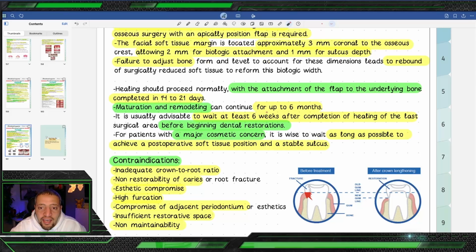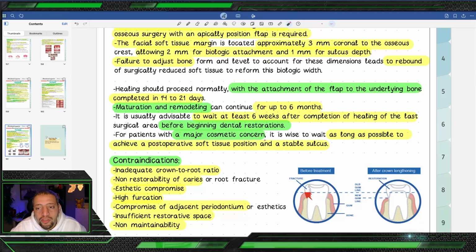Okay, this time, more than 2 months, almost 3 months, is the time after completion of healing of the last surgical area before beginning dental restoration. So in total, it will be almost 3 months until you start the restoration. Maturation and remodeling up to 6 months is too aggressive. So you do surgery and after 3 months, you can do it.